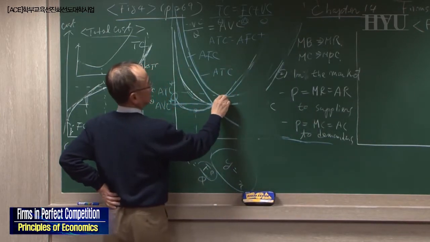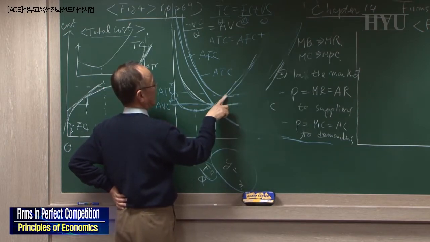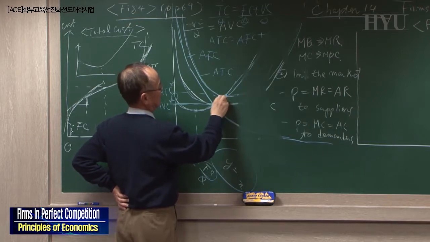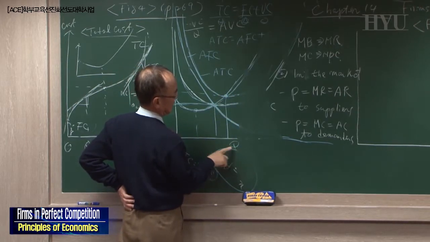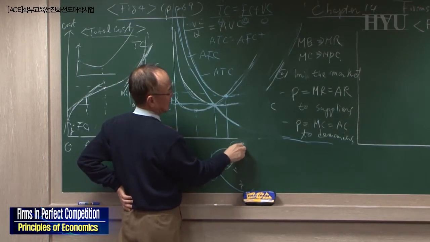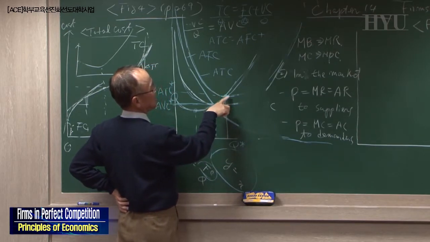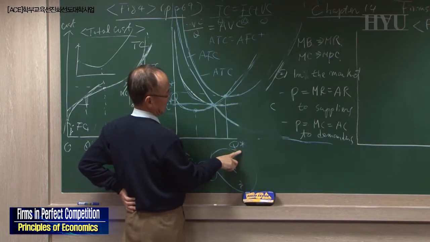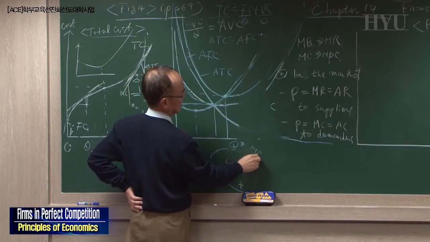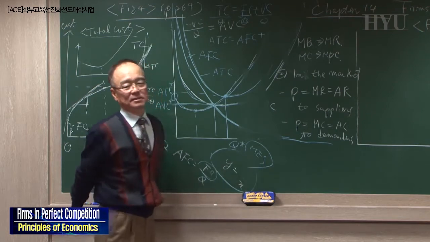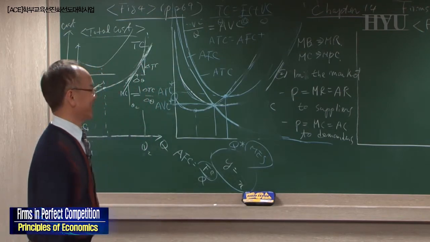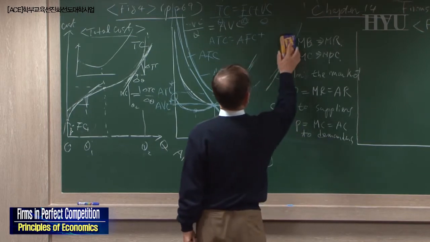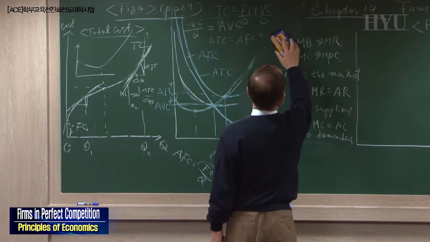Incidentally, we will come to this point shortly. The minimum point we call the minimum efficient scale. Minimum efficient scale is the particular scale of operation Q star where ATC is at its minimum. MC cuts through ATC at the minimum efficient scale. In the textbook, it is just called the efficient scale. Okay. So this closes chapter 13.